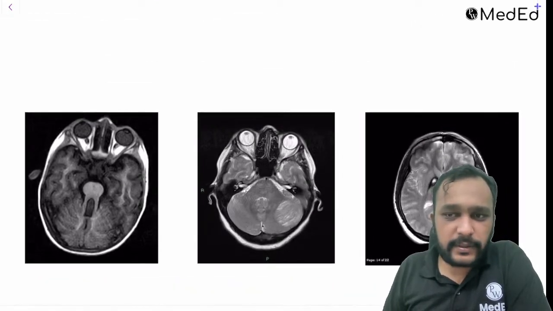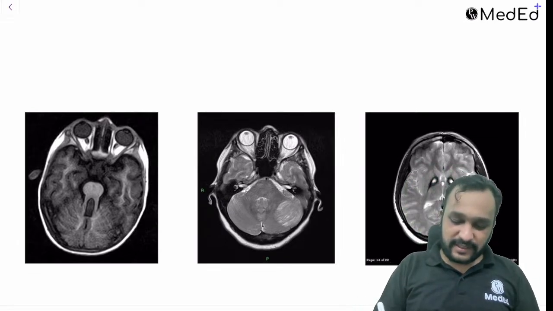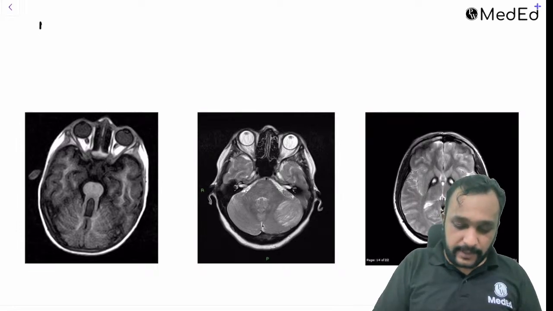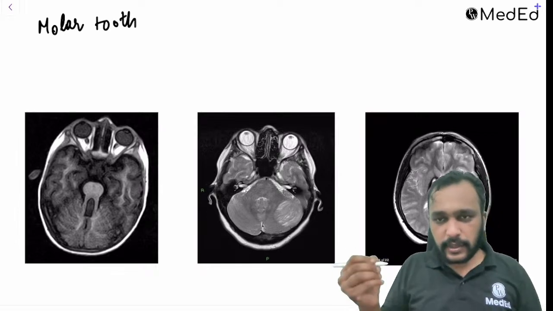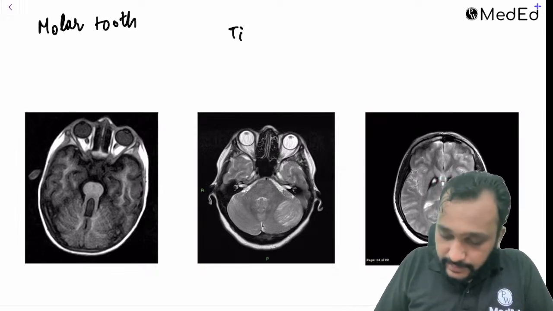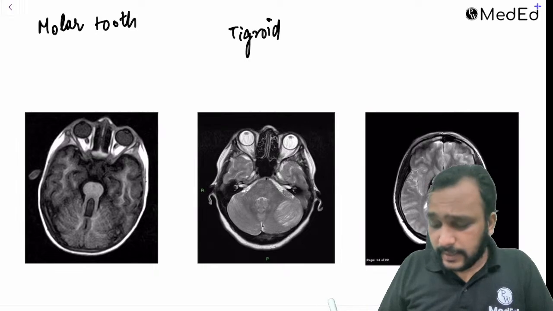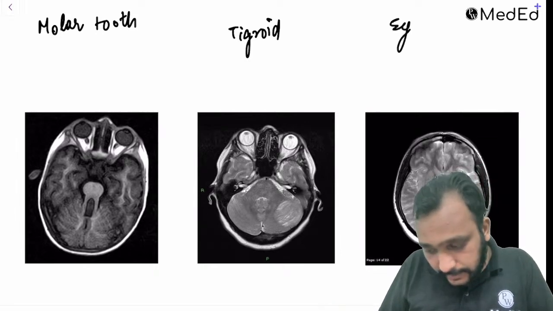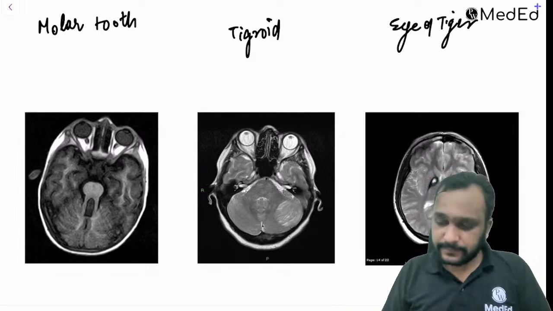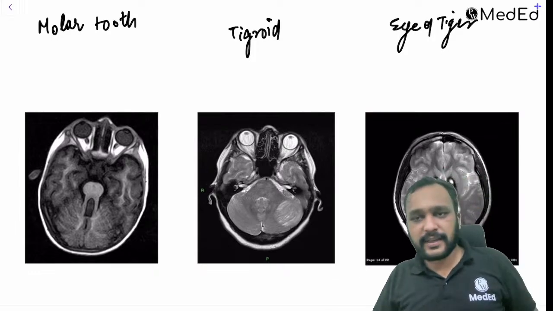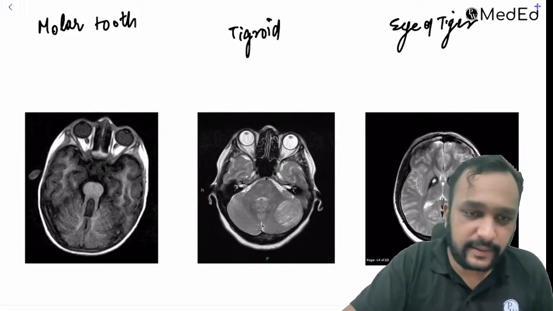So few other important imaging appearances. The first one is the molar tooth appearance. Anyone in the comment section? Molar tooth appearance is seen in. The second is the tigroid appearance in the cerebellum. And the third is the eye of tiger sign. Anyone, guys, come on, let us make it a little interactive session. Eye of tiger sign is seen in.